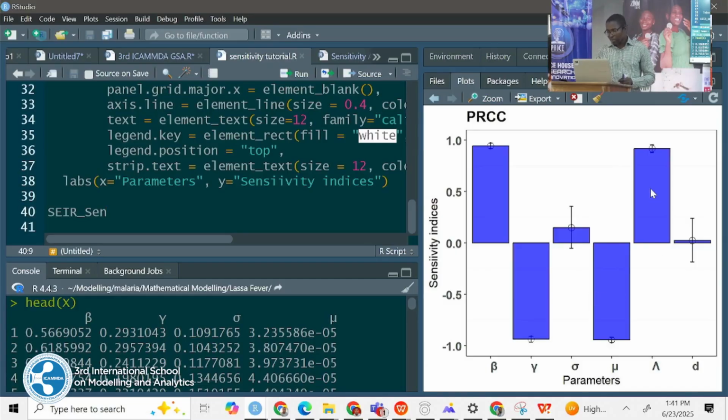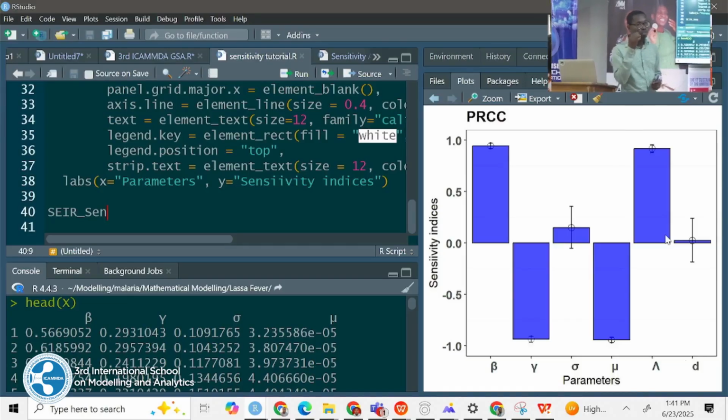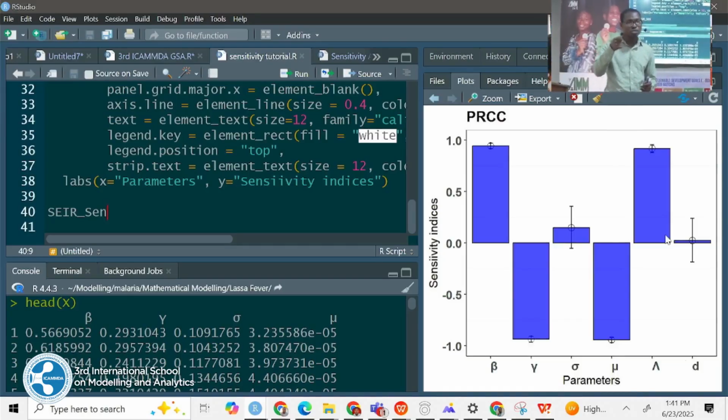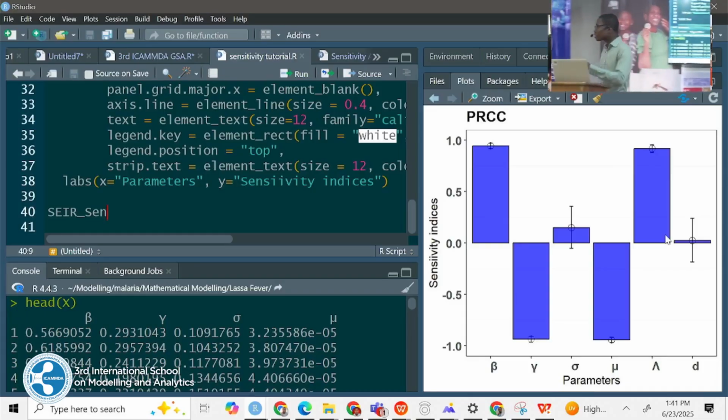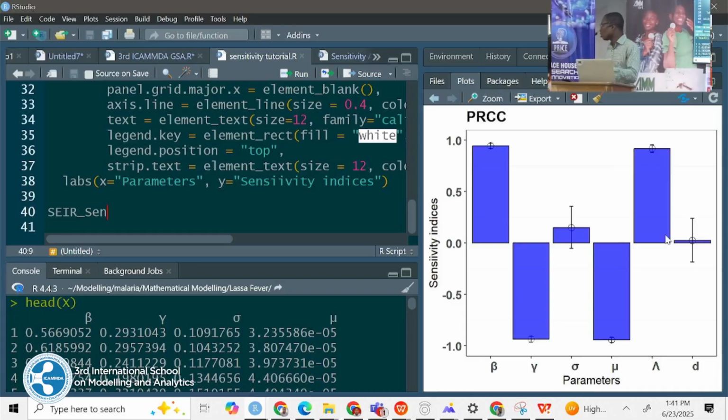Then capital lambda also positive. And D, what is D in our model? D is the disease-induced death rate, but it doesn't really have impact on the model. See that the sensitivity index is very close to 0. So this is how you can interpret some of your sensitivity analysis results.